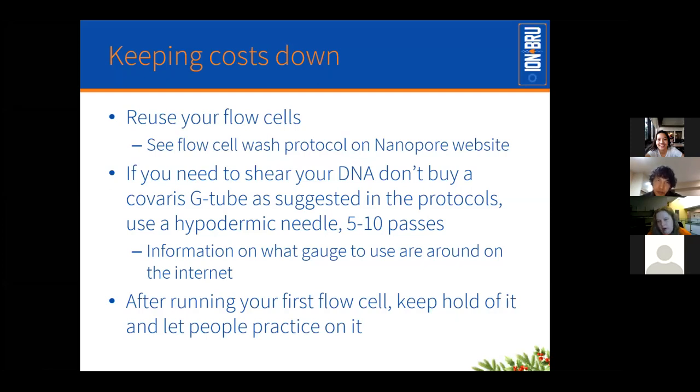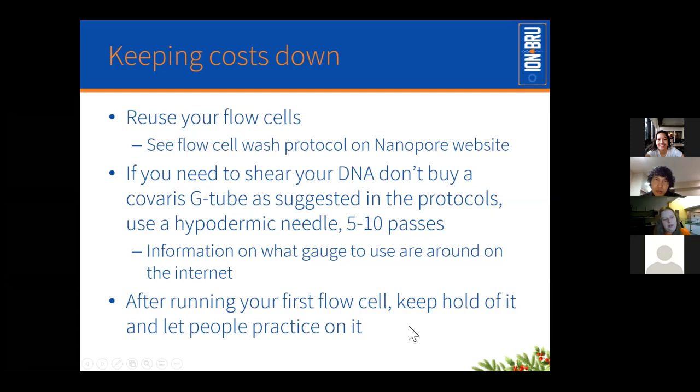But often you're either sequencing amplicons of a specific length that you're trying to sequence, like with this protocol, or you're trying to get the longest possible reads. So people don't frequently share their DNA. But if you do want high throughput on something mid-range, it's worth noting that you can use a hypodermic needle. You don't need to use a G-tube. And there are a lot of people who have shown different shearing sizes with different hypodermic needles online. You can find those resources.